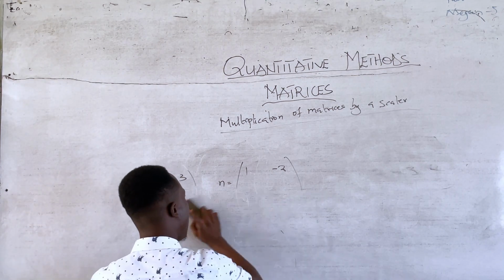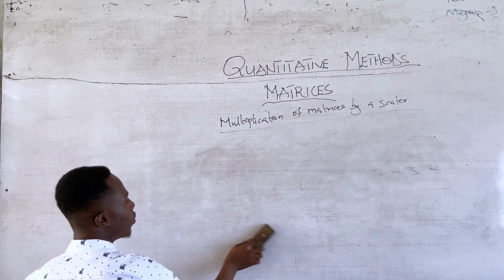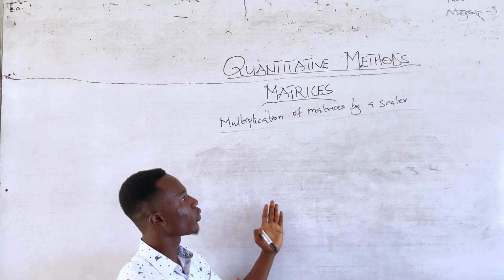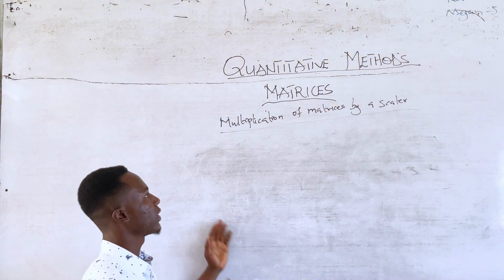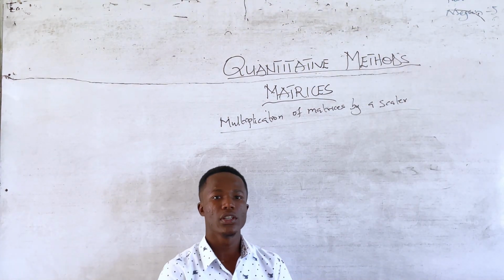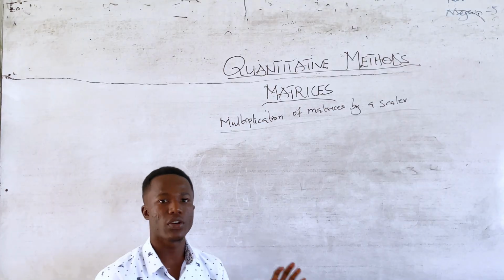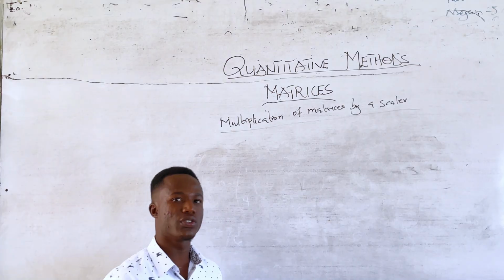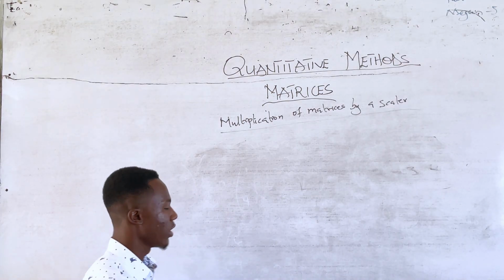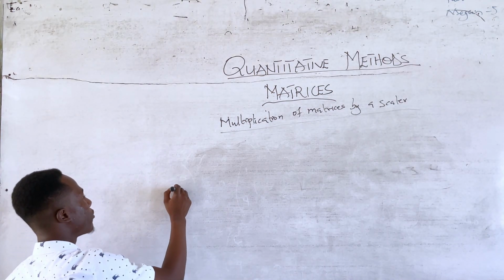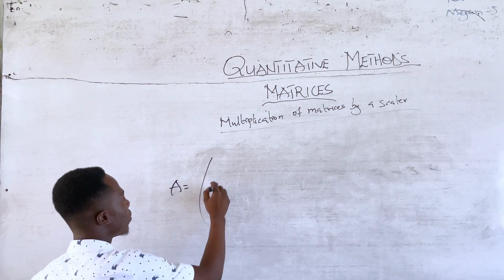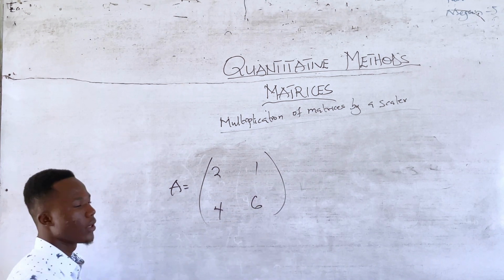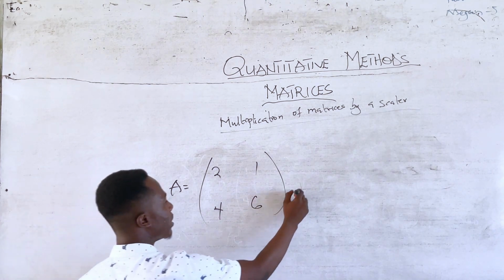So we all know what a scalar is, right? After establishing your matrix, what you have to do is multiply the scalar given in the question by the matrix, and you multiply the scalar by each entry or each element in the matrix. So suppose you have A equal to 2, 4, 1, 6. So this is your matrix, right? And you have been given a scalar.